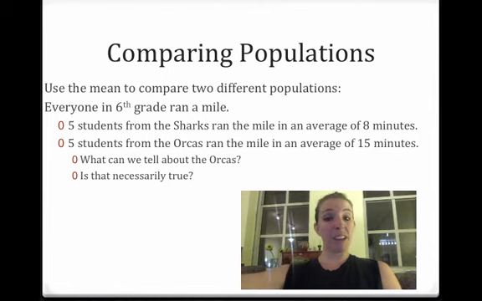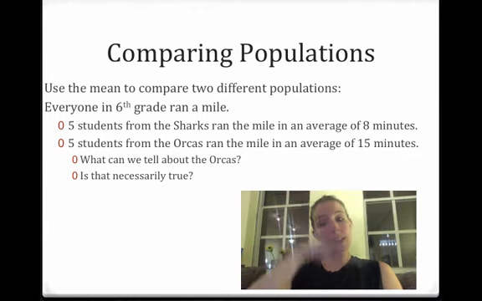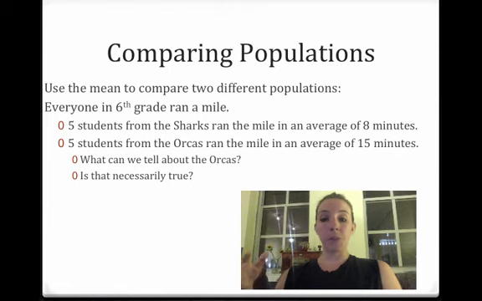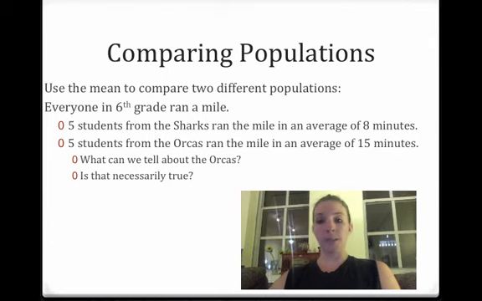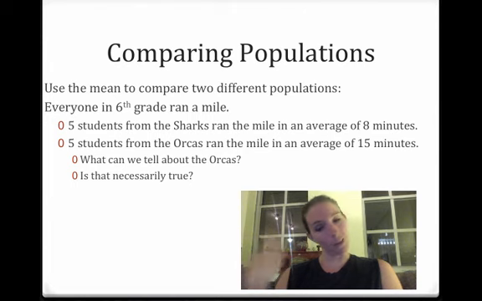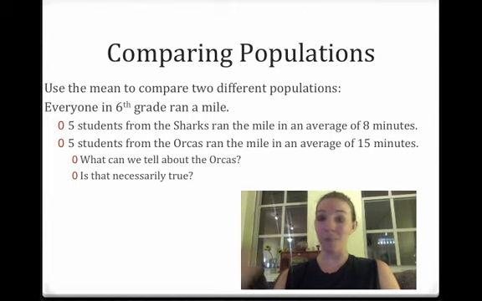Then we pulled 5 kids from the Orcas, and we said that they ran the mile in an average of 15 minutes. So when you add up all their times and divide them, the people from the Sharks ran an average of 8 minutes, and the people from the Orcas ran an average of 15 minutes. Well, what does this tell you about the Orcas? You might say things like they're slow or they're out of shape, which they're not, guys. I just totally used those random classes. Okay, I love my Orcas.